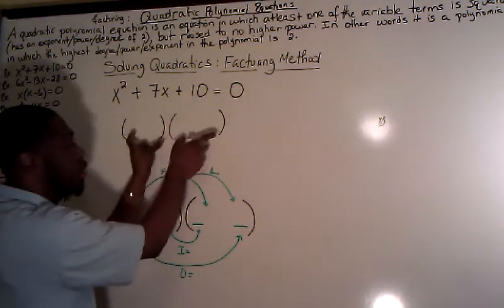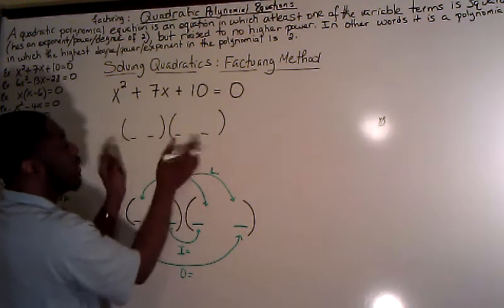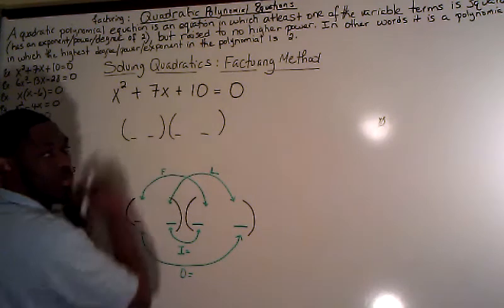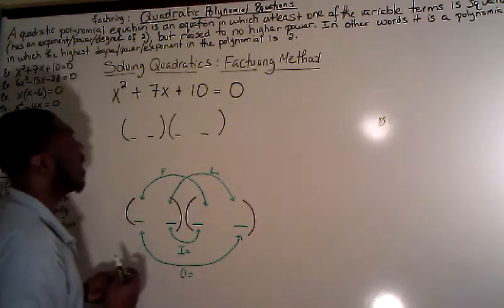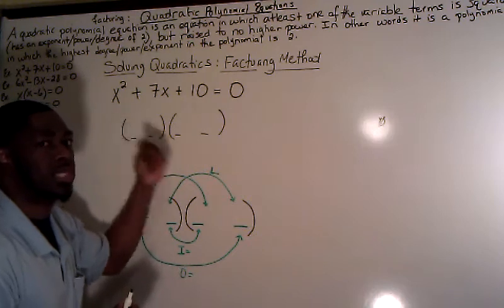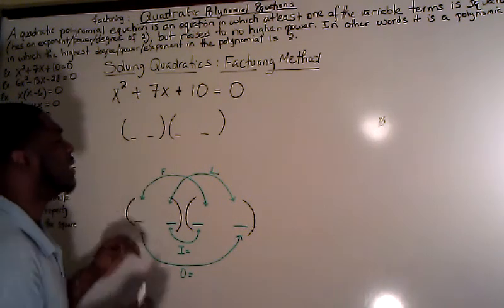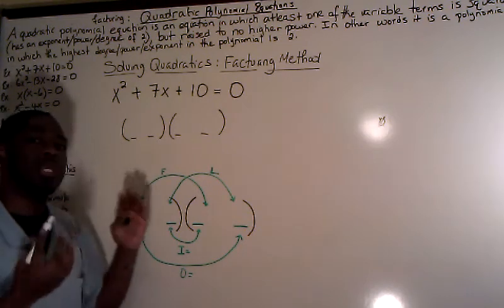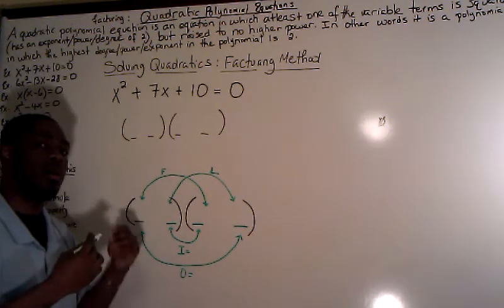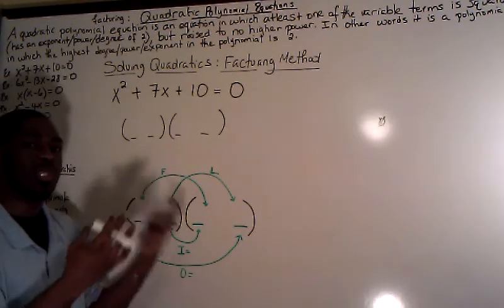Binomials, again, 2 terms. So we want to have a term here, a term here, a term here, a term here, and that's going to be the product of these 2 binomials. Well, how can we go about doing this? Again, this is the simplest type, so the process when the coefficient is 1 is very, very simple and easy. Factoring is the reverse of foiling, or it's the inverse of foiling.